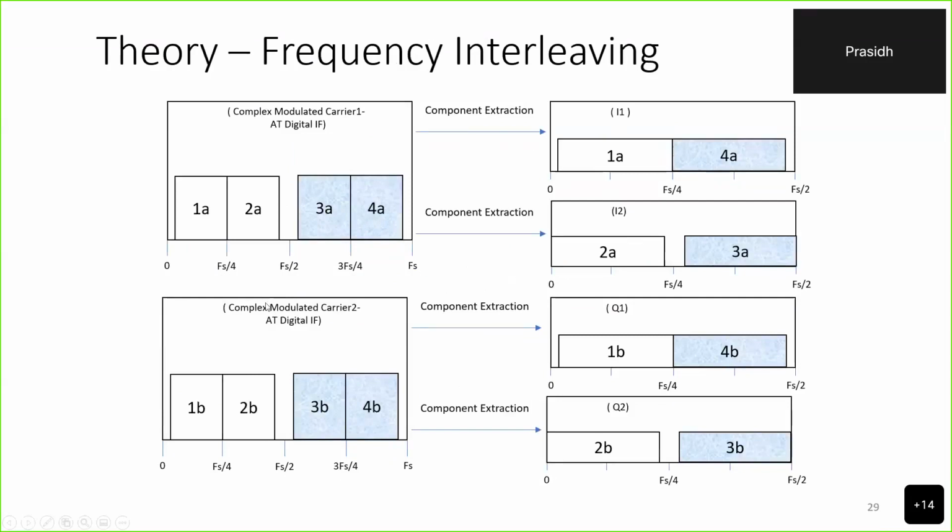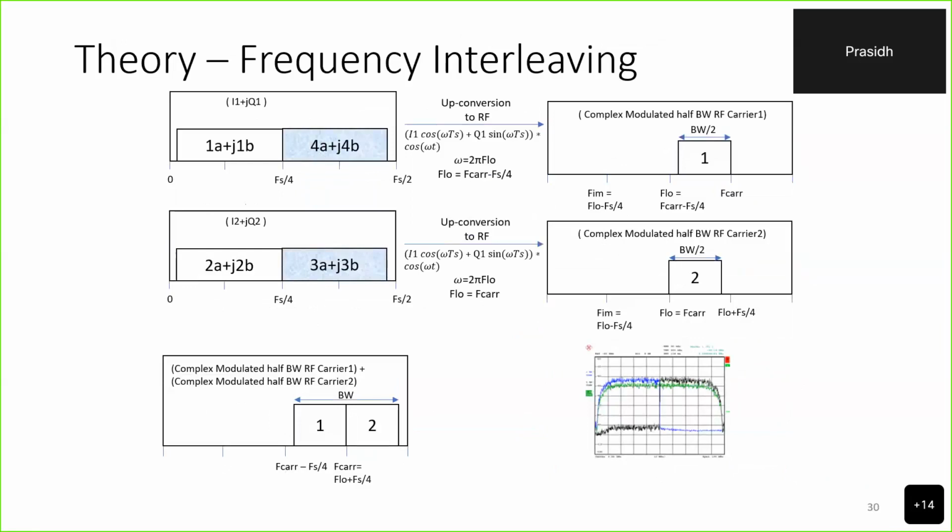Now, if we extract the two end components and the two inner components and separate them, and if we take their IFFT and apply them to individual DACs and upconvert them, we are only going to be left with the required real part in each of the parts, where the first part basically occupies the spectrum, say from F carrier to F carrier minus bandwidth over 2, and then the other part is actually going to occupy a spectrum from F carrier to F carrier plus bandwidth over 2.